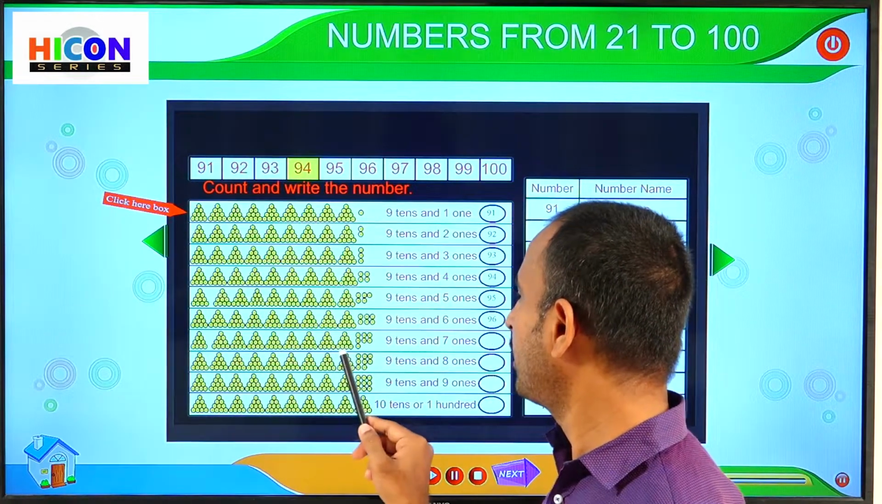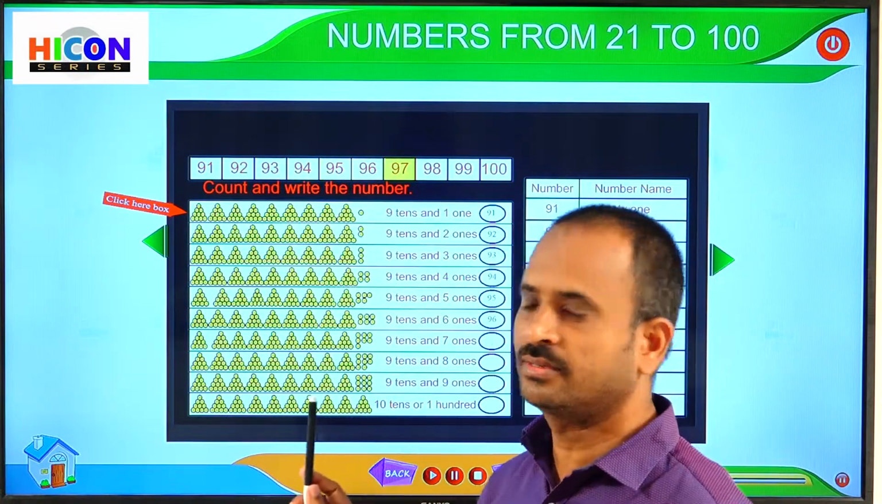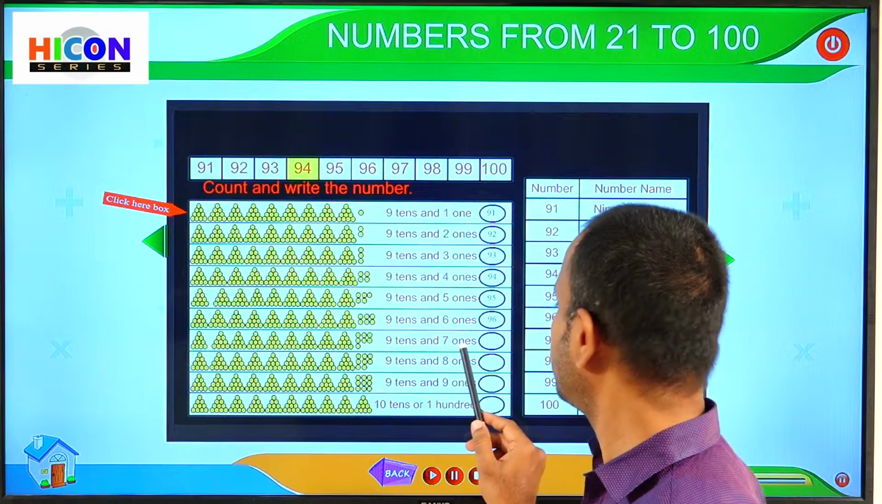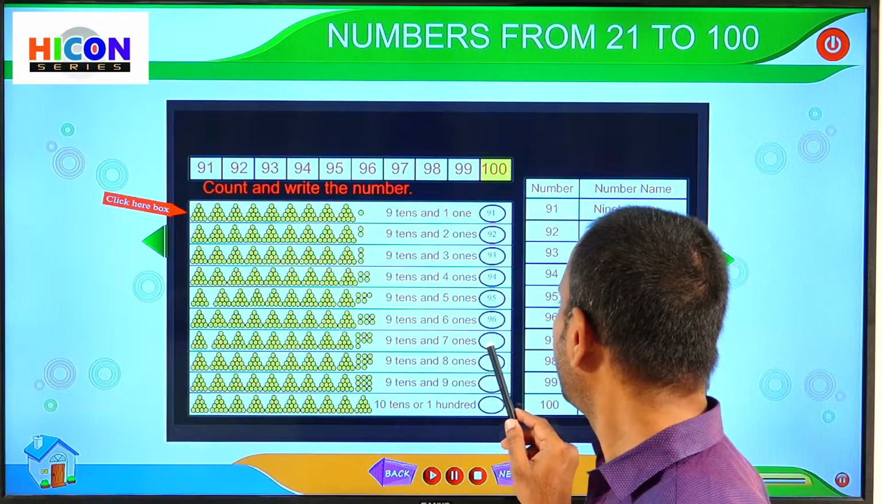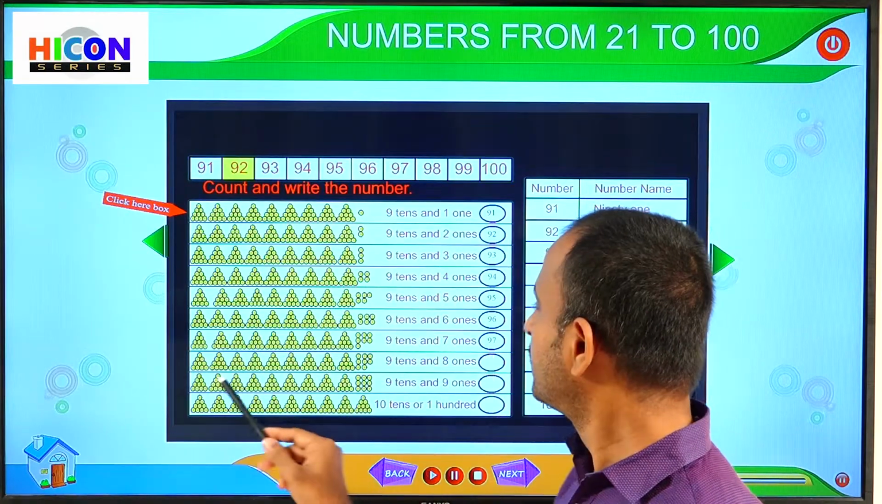So here also there are 9 tens. And how many ones are there? There are a total of 7 ones. So that is 9 tens and 7 ones. The number will be 9, 7. This is 97. And see the next one.